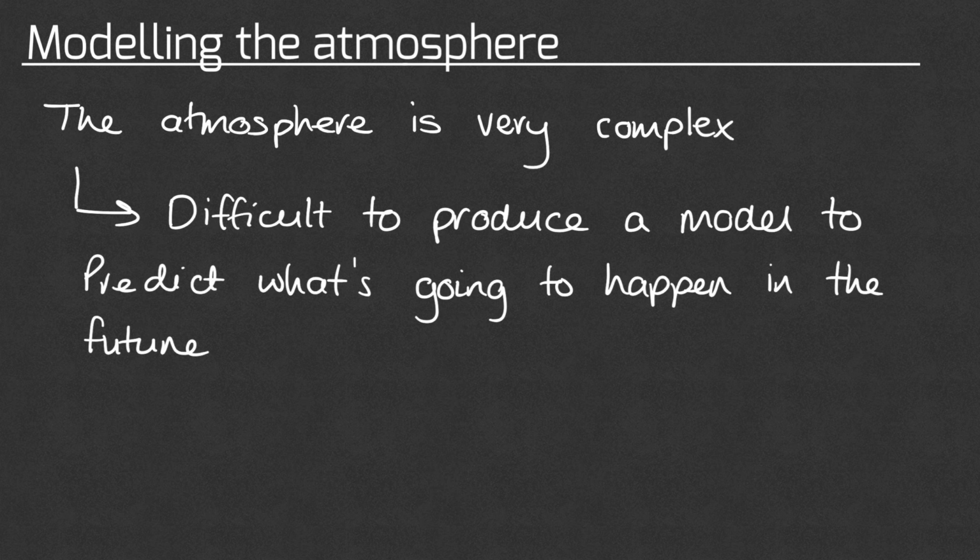So because of how complicated the atmosphere is, we can maybe have a broad model and we can predict in the general trends what might happen, but it's very difficult to predict exactly what's going to happen as a result of global warming.